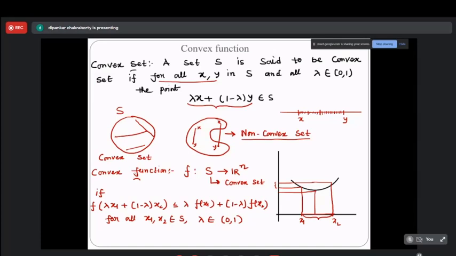Okay? Just go through it again, because from now onwards we have to deal with convex function, convex set, and concave function also. In the next class, we are going to see that. So if you find any doubt, please ask me now.